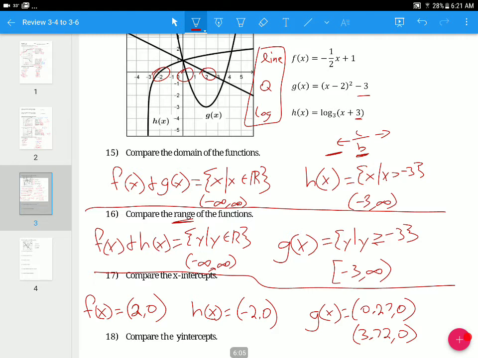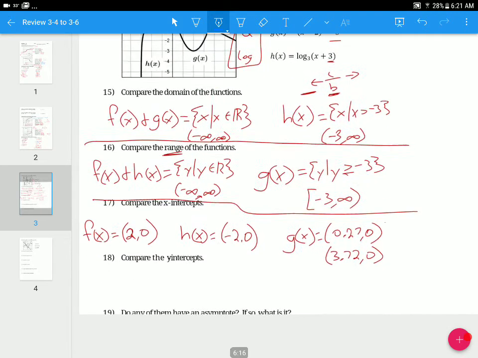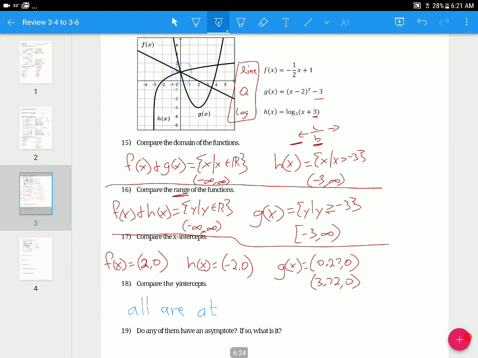Your y-intercepts. Where do they cross the y-axis? You'll notice they all cross right here. So you can say all are at 0 comma 1.